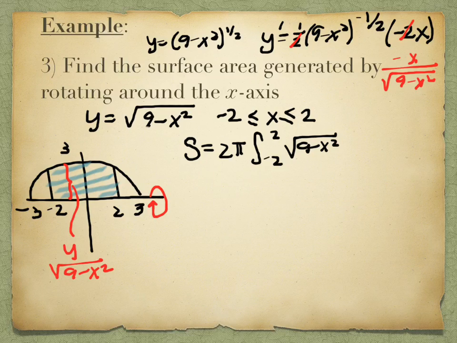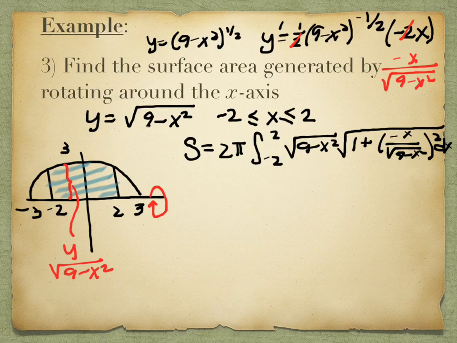So over here in this equation I have the square root of 1 plus negative x over the square root of 9 minus x squared, all of that squared, dx. Alrighty, so I mentioned this just a moment ago, but what I'm going to do here is double the amount of the area. So I'm going to double this to be 4 pi, and I'm going to shorten the length of my area to go from 0 to 2, and again this only works because of the symmetry that's involved.